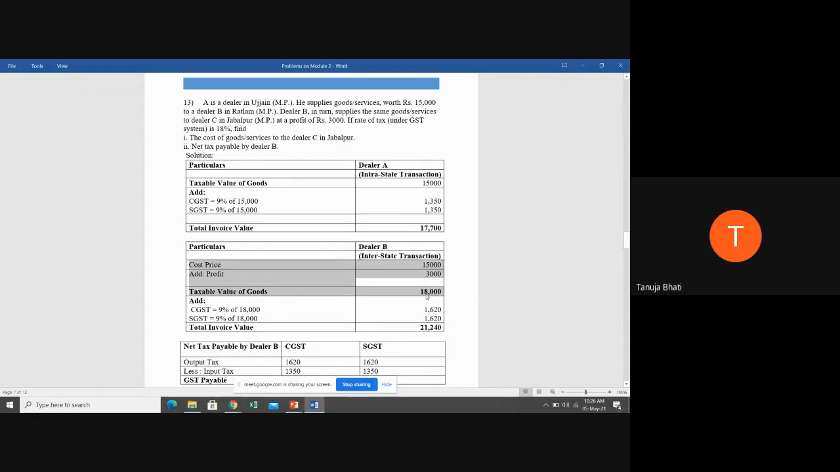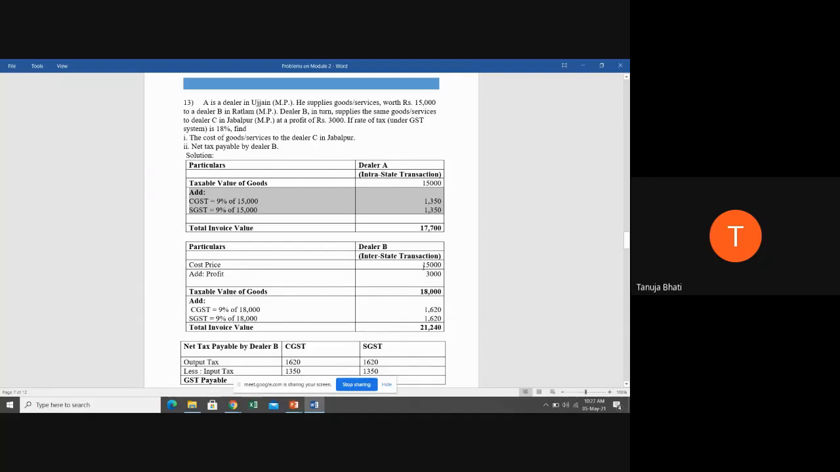Okay, see, dealer A is selling goods to dealer B, and total dealer B paid 17,700. Now, dealer B is further selling the goods at a profit of 3,000 to dealer C, right? Now, the cost price to dealer B is not 17,700. Reason being, if you take 17,700 and you add 3,000, how much will it become? 17,700 plus 3,000 is 20,700. On that, if you charge tax, it will be tax on tax. Therefore, you have to eliminate this tax portion and just take 15,000 as the cost price, because he's getting credit of this input tax credit.